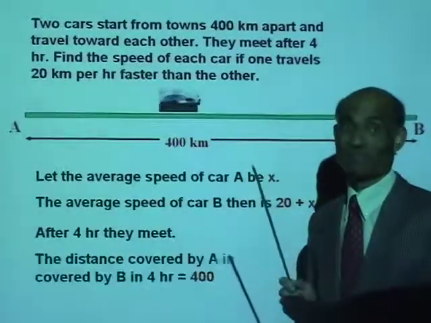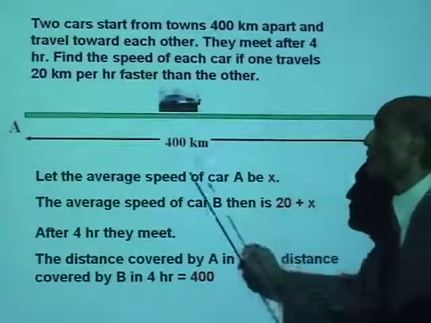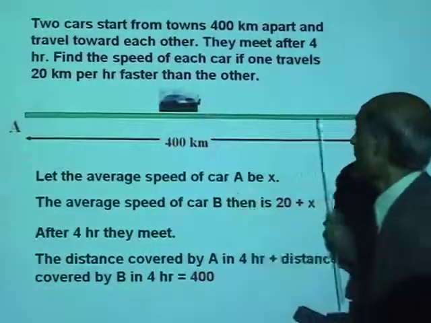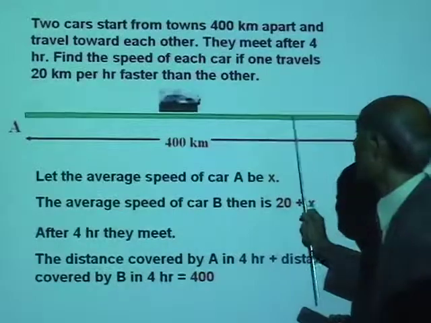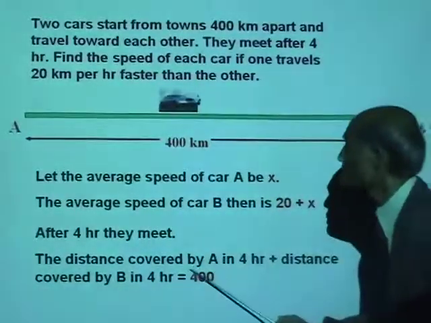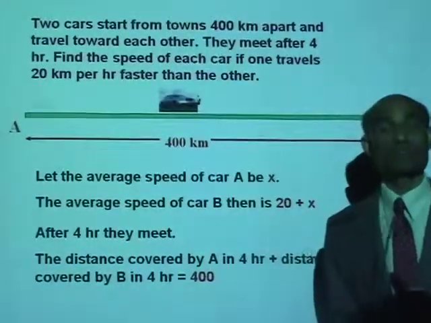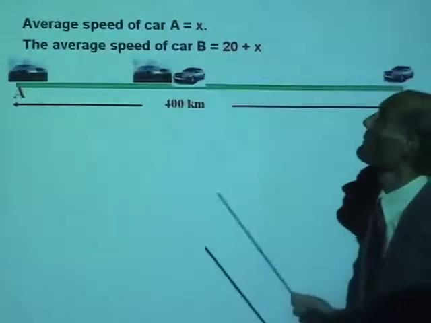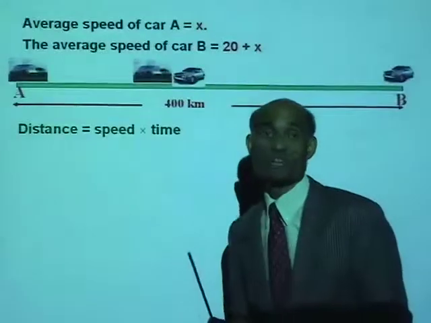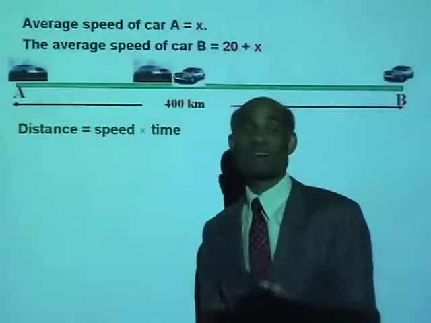That's right. Now, the distance covered by A in 4 hours, added to the distance covered by B in 4 hours, should be the total distance, 400 kilometers. And that is what we're going to use in solving the problem. Alright, now, what is the distance equal to? Distance covered is speed multiplied by time.